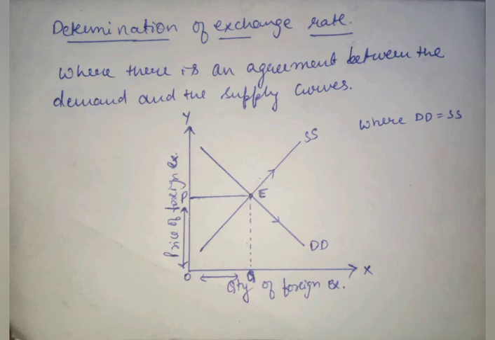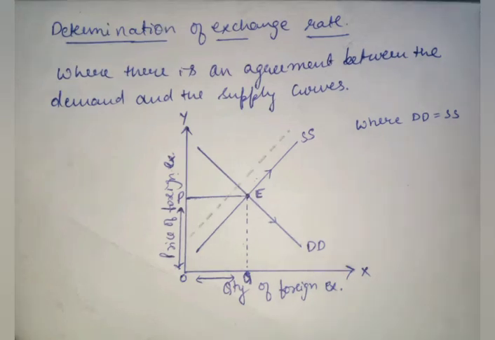Now, the equilibrium point of foreign exchange is determined where the demand and supply curves intersect, that is at point E. At this point, OP is the equilibrium price of foreign exchange and OQ is the equilibrium quantity of foreign exchange. Now let us consider different cases where the foreign exchange price will change.